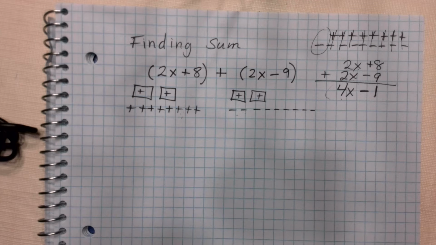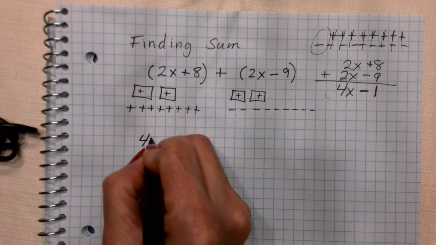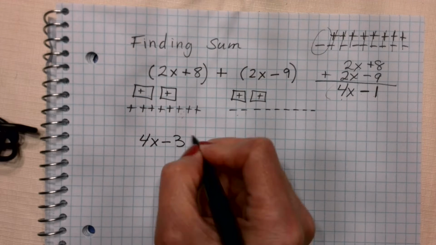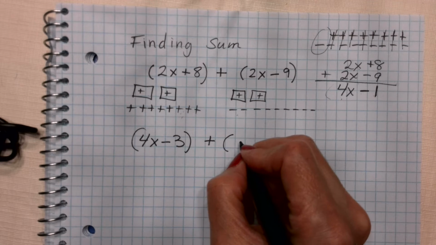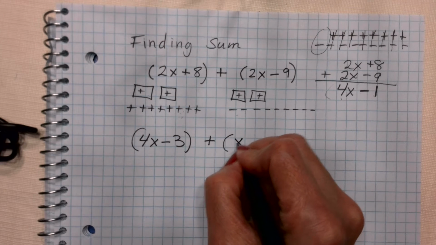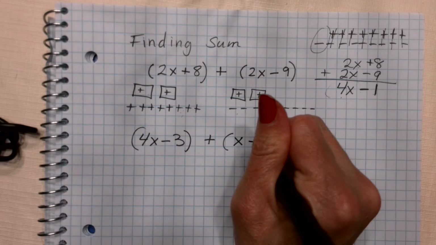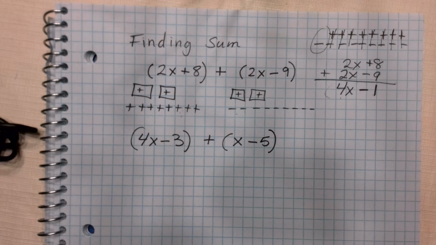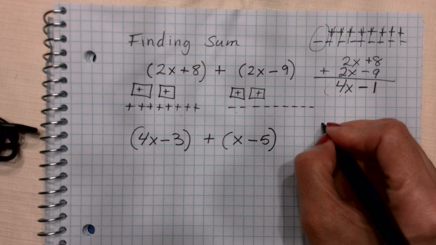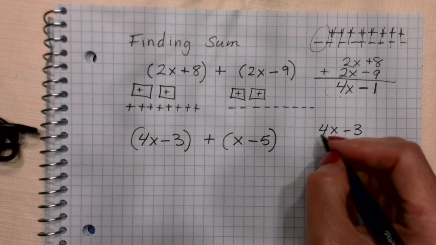I'm going to give you another one right now to try. Let's try this one. Okay, so go ahead and try that one. So what we're going to do is we're going to stack them in the vertical method. We're finding the sum, which means we are adding.